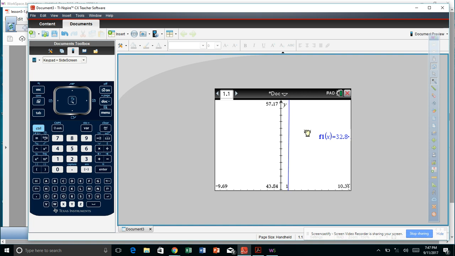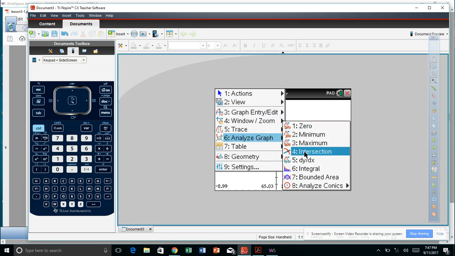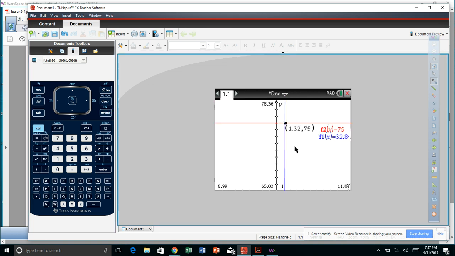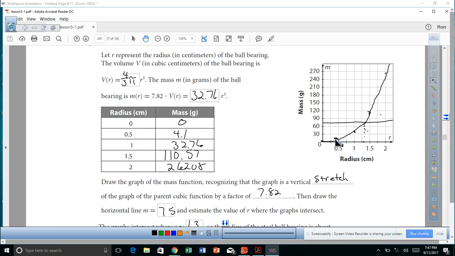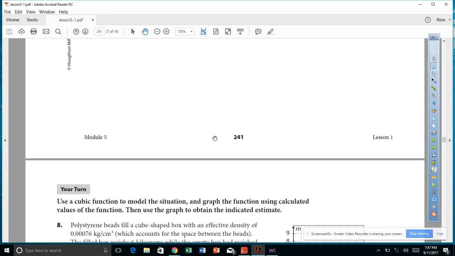And come on, there we're getting close. There. Oh, there it is. How about menu 6 forward, and then 1.32. What did we estimate on the other? 1.3. So that wasn't too bad. That wasn't too bad at all. All right. So let's go on to the next one.